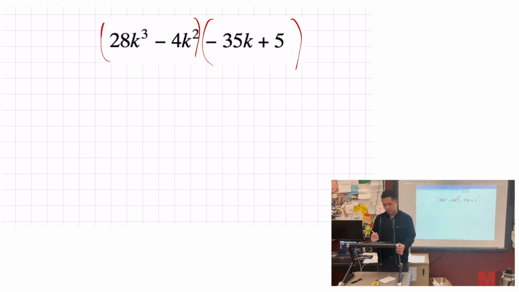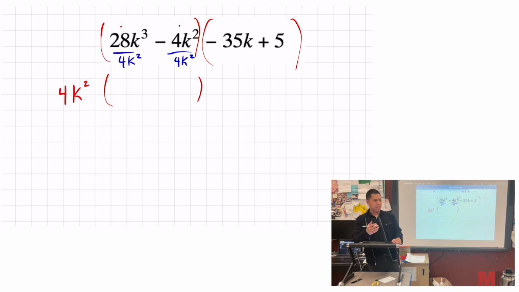28 and 4, start with the numbers. What can you divide into 28 and 4? 4. So take out a 4, and then look at k cubed, k squared. If this has 3 and this has 2, then how many can you take out? Two. How do you say K in Spanish? And then do the same thing, 4k squared. Whatever you took out is what you divide by.